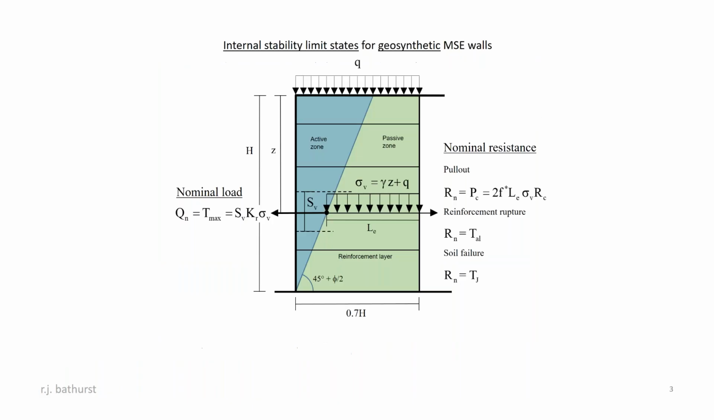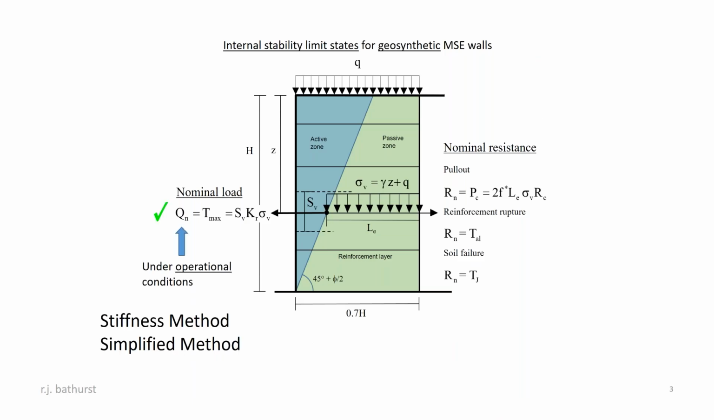The limit states that we're concerned with are shown here, and they include a calculation for the nominal load, the maximum tensile load in the reinforcement under operational conditions. And there's different ways of doing this. One method is the stiffness method. Another method is the simplified method. So the first thing we have to do is calculate what the loads are, and that is the focus of the stiffness method in this presentation.